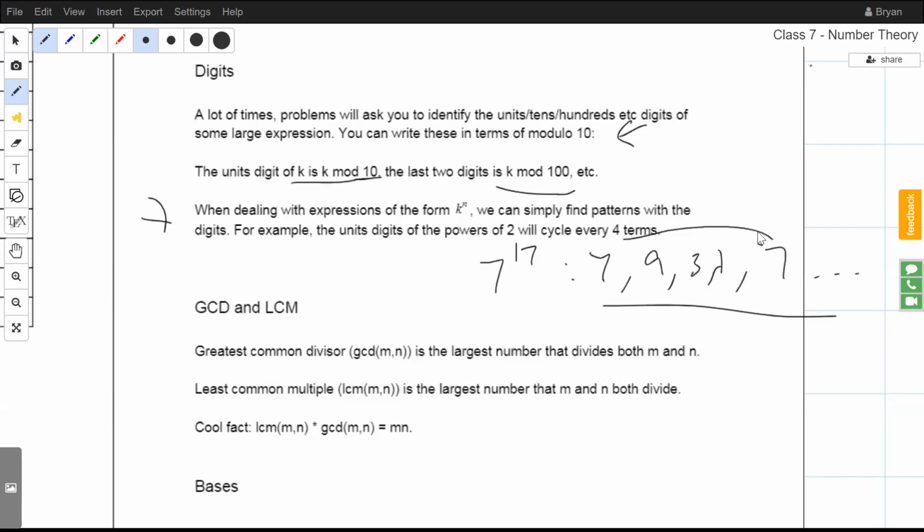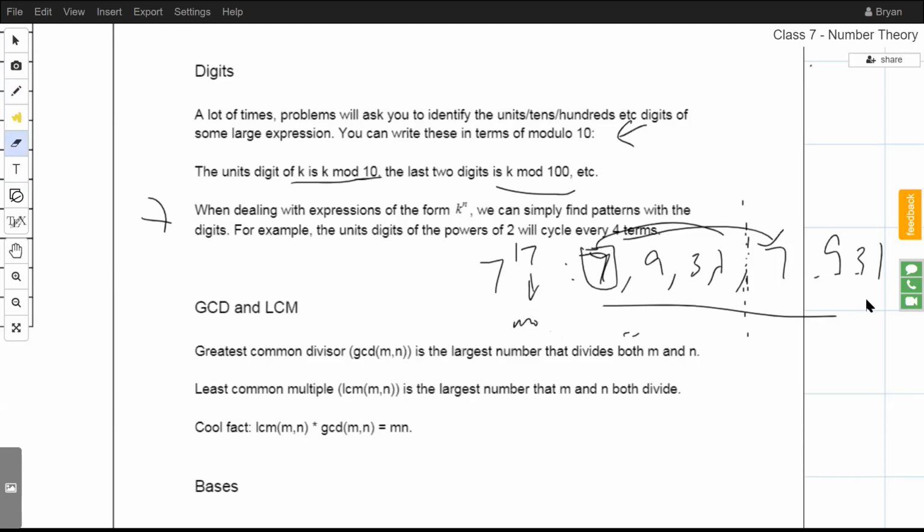you always eventually find a repeat, as there's always going to be a pattern of some length. And the length is usually 4, but sometimes it's 2. Once you know this, you can simply find what the exponent is mod the length of the cycle, which is 4, giving 1. Then you just take the number in that place in the cycle. So we know the unit digit of 7 to the 17th is just 7.